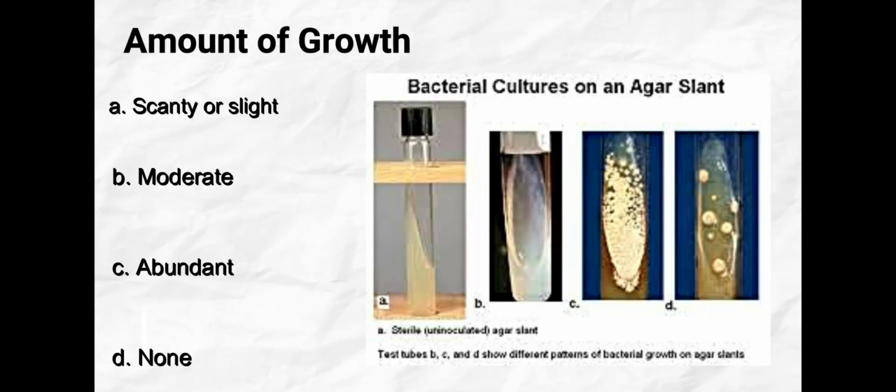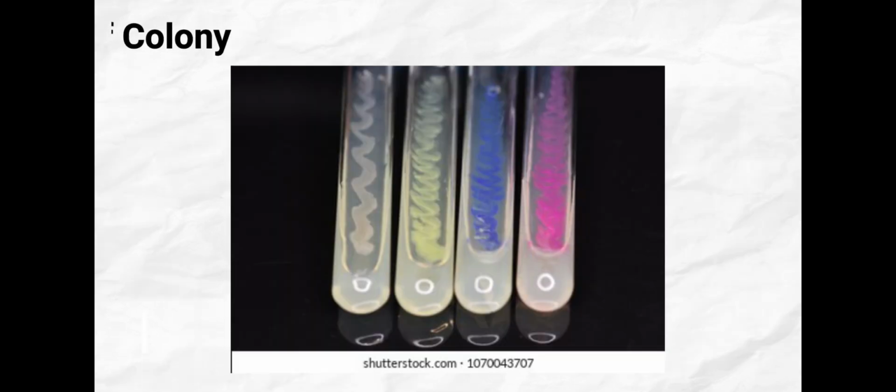The first characteristic is amount of growth, and this has 4 types. The first one is scanty or slight, which can also mean a small amount of growth. The second is moderate, and the third is abundant, or a large amount. And lastly, none. The second characteristic is color of colony.